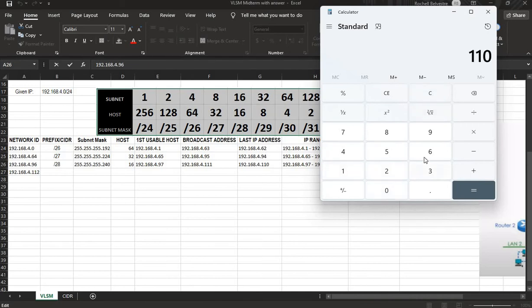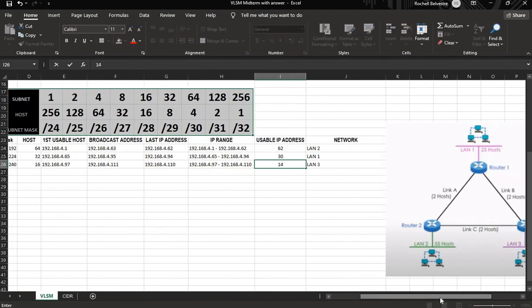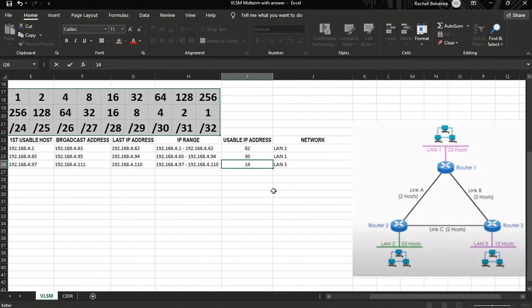So 110 minus 96 equals 14. So we have 14 usable IP addresses. And based on our network requirement, we only need 12 hosts in our LAN 3. So this is good.